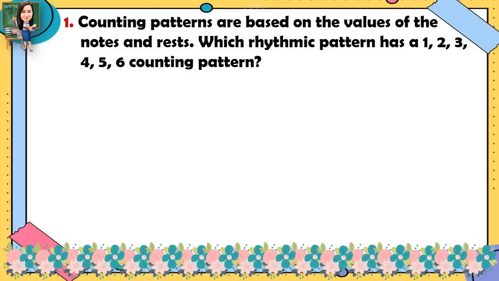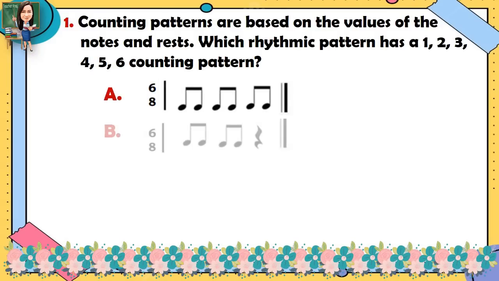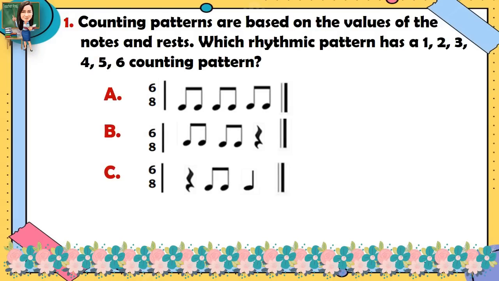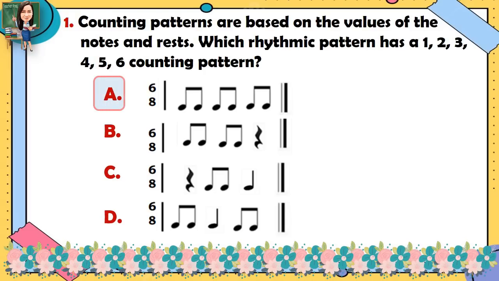Number 1. Counting patterns are based on the values of the notes and rests. Which rhythmic pattern has a 1, 2, 3, 4, 5, 6 counting pattern? A, B, C, or D? Very good. The correct answer is letter A.